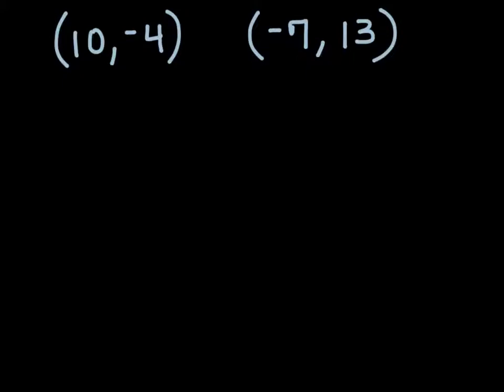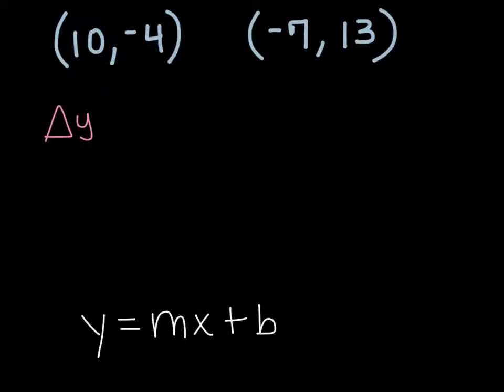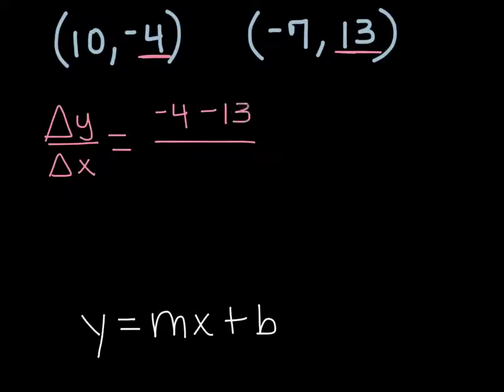We have 2 points and I want you to write an equation in slope-intercept form, which is y equals mx plus b. Alright, so the first thing that we need to do is find the slope of these 2 points. So remember, slope is change in y over change in x. So I need to do the y's. I'm going to start with, here's my y's. I'm going to do negative 4 minus 13. And then I'm going to take my x's, which are 10 and negative 7. And I'm going to subtract those, 10 minus negative 7.